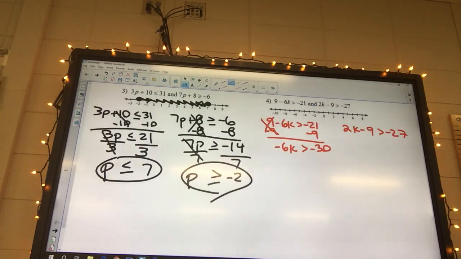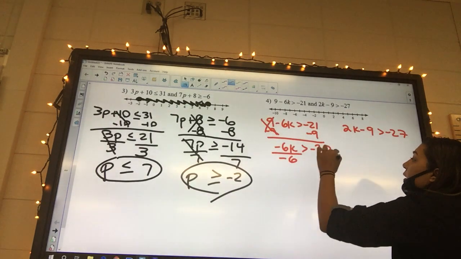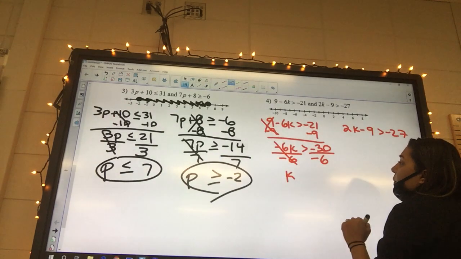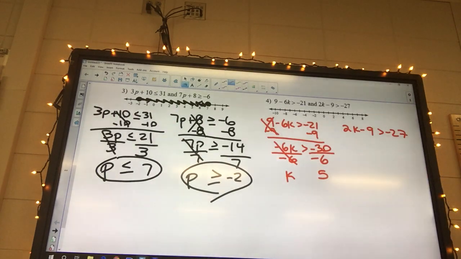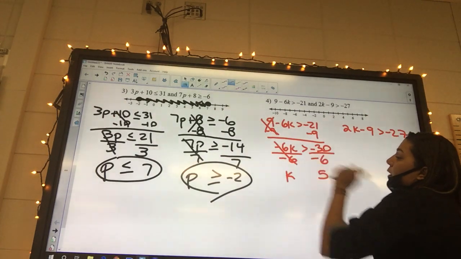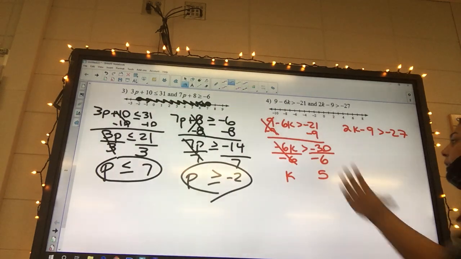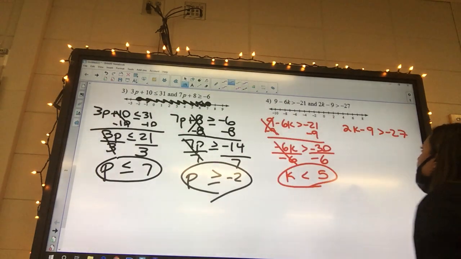So what's our very last step always? Divide by negative 6. Okay, so we're going to divide everything by negative 6. Do we need to flip our sign? Yes. Why? Yeah, so because this number is negative on the bottom, that means we have to flip. So instead of the mouth going this way, it needs to go this way. Okay, so we're going to flip it, and then this is our answer.